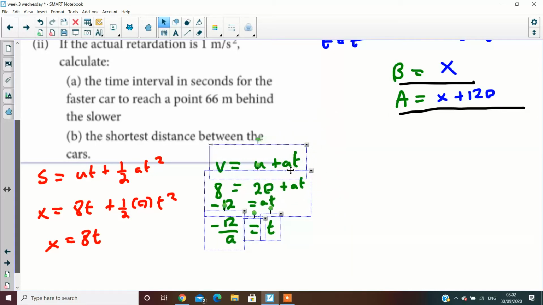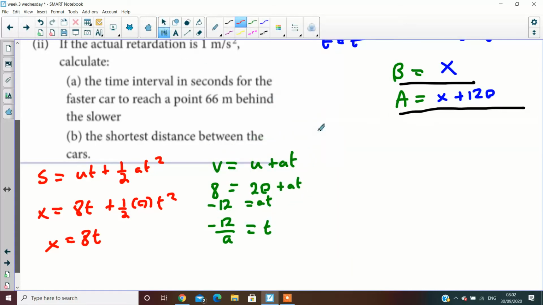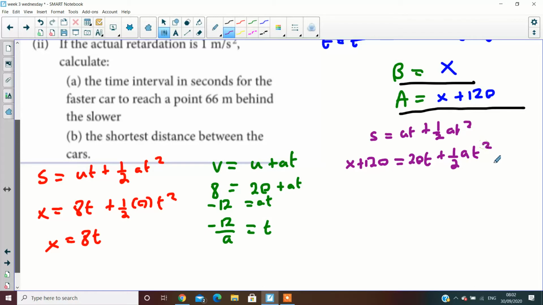Next one. We're looking at x, which is x plus 120 for s. And once again, we're doing ut plus a half at squared. In this case, your starting velocity is 20, so 20t plus a half a t squared. Now, getting there. Have two substitutions to make this quite easy. Here and here. What should I replace them with?